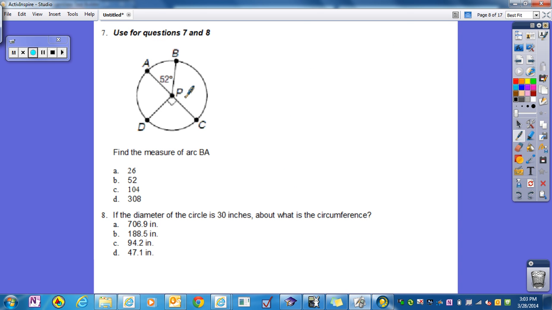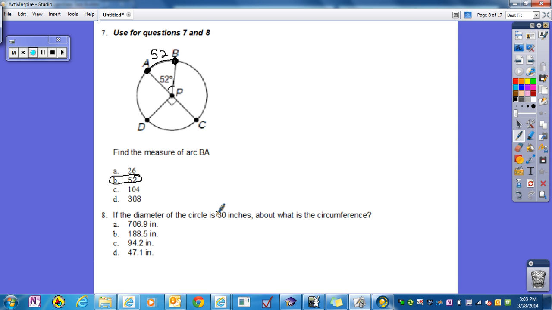Alright, number 7 and 8, we are using this figure right here. Alright, so I want to find the measure of arc BA. Well, here is arc BA. If the central angle is 52, the arc must be the exact same thing. So your answer is going to be 52.